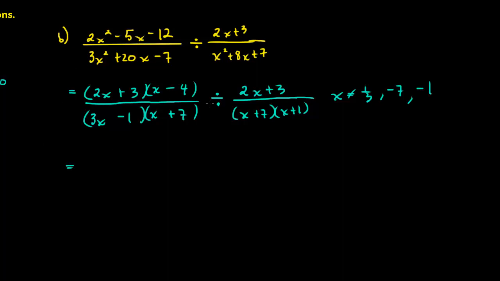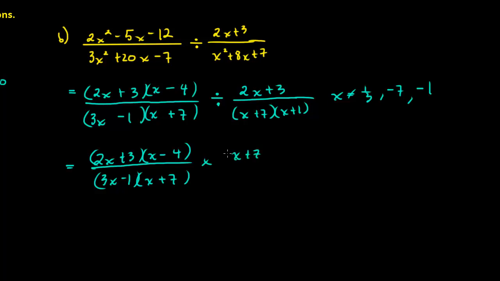So now we can change division by this rational expression to multiplication by the reciprocal. Let's write this as 2x plus 3 times x minus 4, divided by 3x minus 1 times x plus 7, times x plus 7 times x plus 1, over 2x plus 3. Now in the denominator, I have a new restriction.